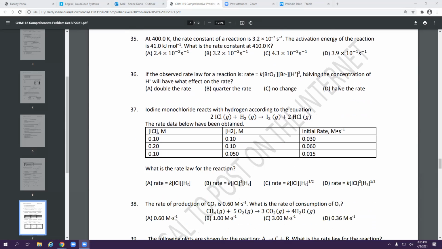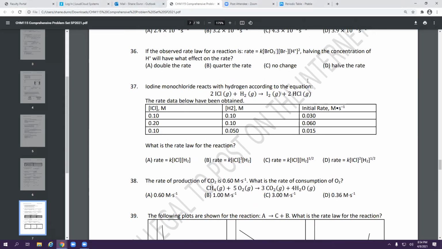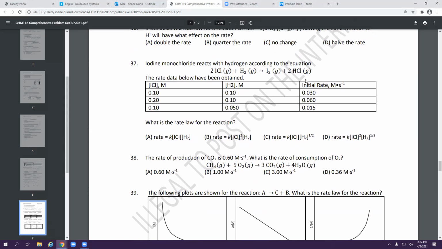Okay. If the observed rate law of a reaction is this, what would happen if the concentration of H were 1/2? So just plug in 1/2 for H. So 1/2 squared is what? 0.25. So did I halve the rate? Did I double the rate? I quartered the rate. So the rate was quartered. Yep, you just plug in and solve for it.